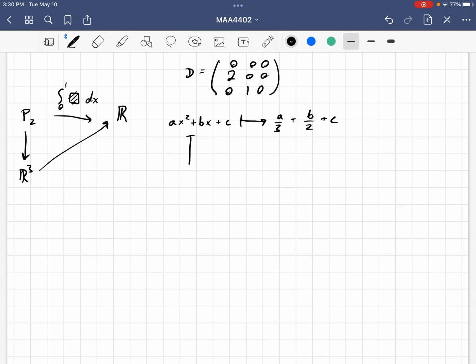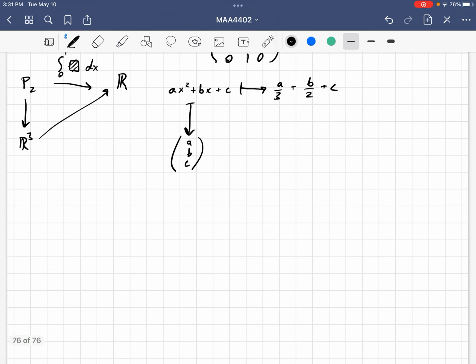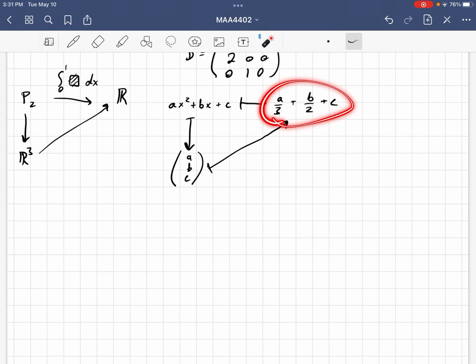Now, again, we think of associating something in P2 with the space R3. And again, the most natural association is to associate the quadratic with the vector ABC. So again, the powers of x represent the standard basis vectors in R3. And then we need to see how we can map this vector onto this constant here, right?